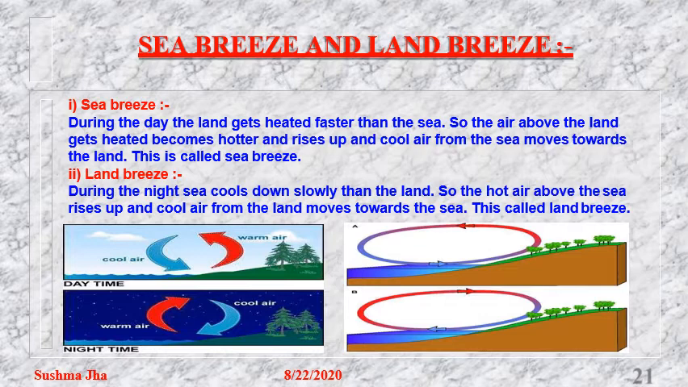During night, what happens? The sea cools down more slowly than the land. And so the hot air above the sea rises up and cool air from the land moves towards the sea. And this is known as land breeze.